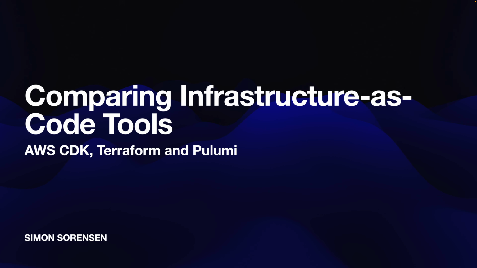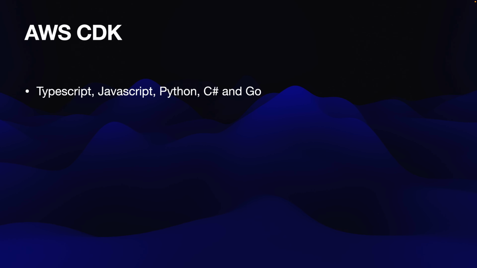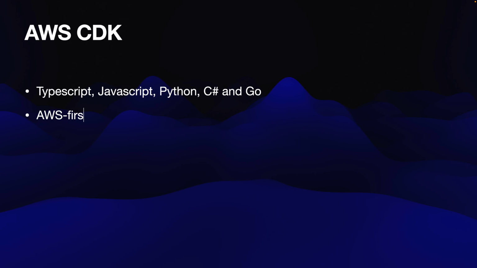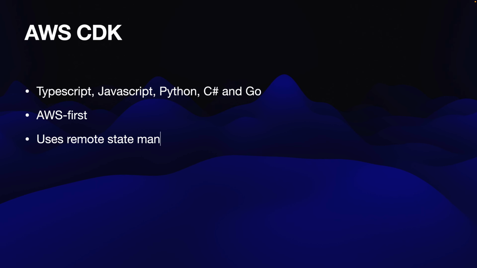So, just a quick overview. AWS CDK. You can write in TypeScript, JavaScript, Python, C#, and Go. It's AWS first, but there is some support for third-party modules. And it uses remote state managed by AWS.